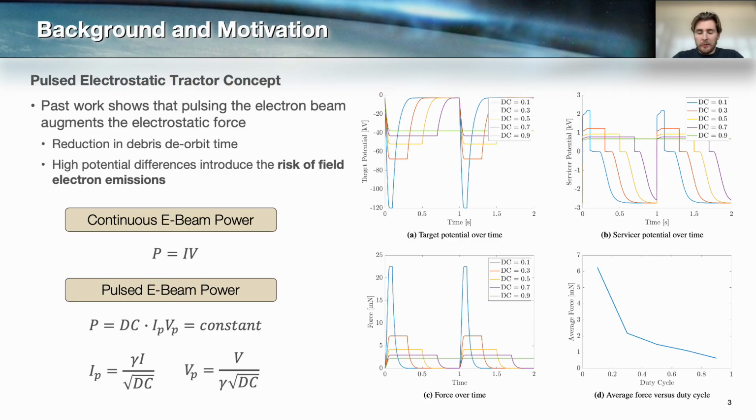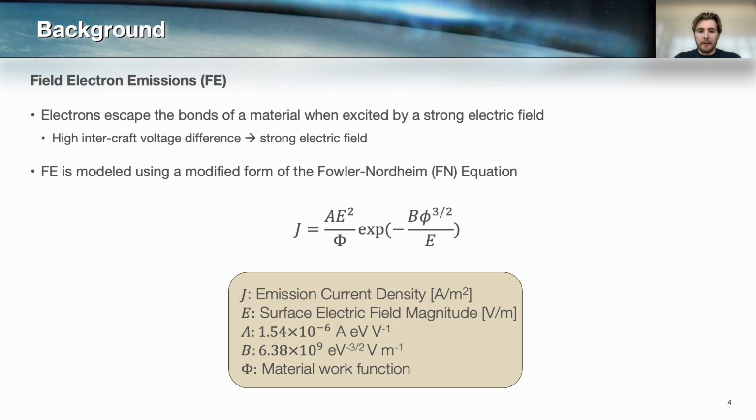Now, this shows that the pulsed electron beam is a promising method to improve the efficiency of the electrostatic tractor concept. But if we look at the top two plots, we can see that this increase in force corresponds to a greatly increased electric potential difference between the target and servicer on the order of hundreds of kilovolts. Now, this significant increase in electric potential has an added risk, which is a phenomenon known as field electron emission. Field electron emissions, also known as field emissions, are a phenomenon in which electrons escape the bonds of a material when they are excited by a strong electric field.